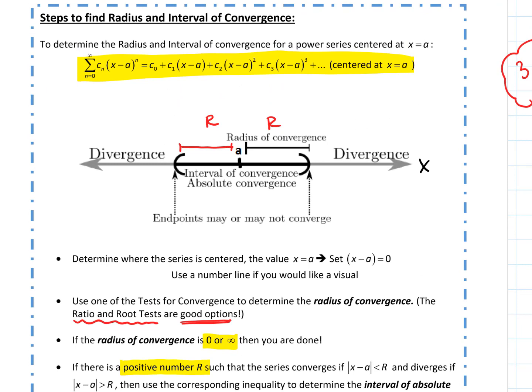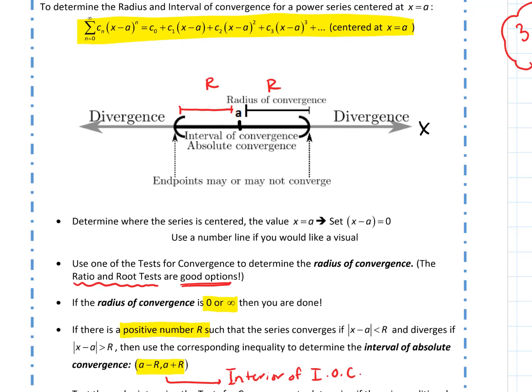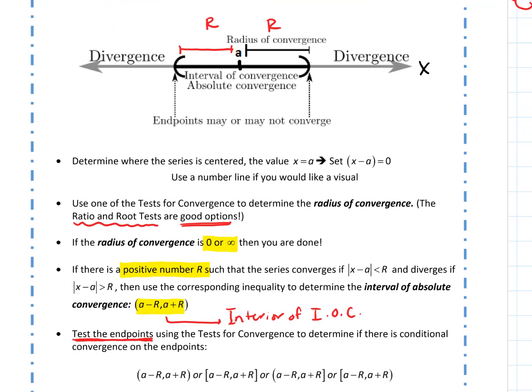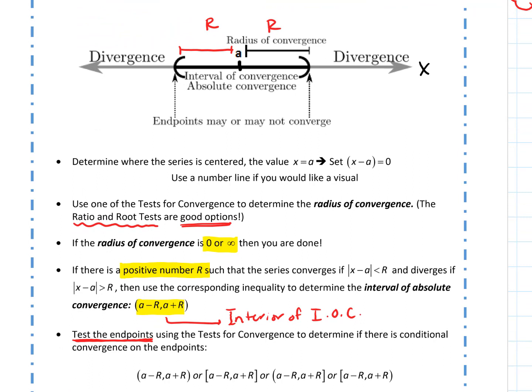I'm going to walk through those steps in a few different examples here, but here they are summarized. So just real quickly again, figure out where you're centered at. Use a number line if that helps you to have a visual. Run one of your tests for convergence, most likely a ratio or a root test. If your radius of convergence comes out as 0 or infinity through one of those tests, then you're done. If not, if it comes out as a positive number, figure out what the interior of your interval of convergence is, and then test those two endpoints to see if you can include those in your interval.